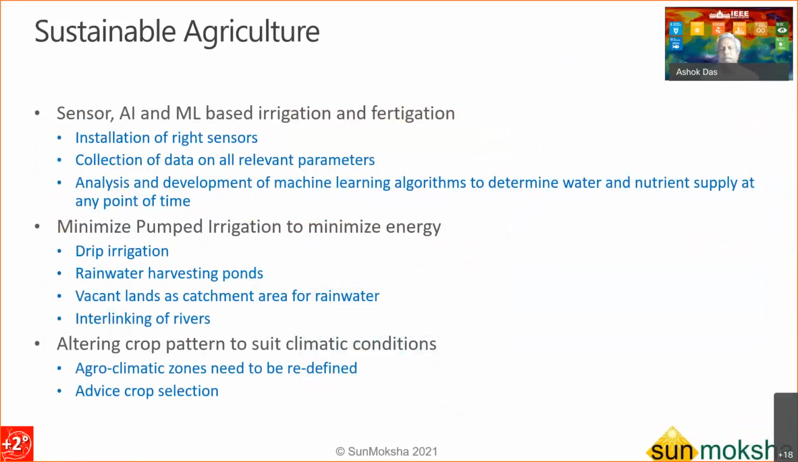Agriculture has been, as you saw, almost 17% of energy consumption. So anything we do in agriculture will add a lot of value. So using sensors, AI, ML, irrigation, installation of sensors, minimizing pumped irrigation to minimize energy, use drip irrigation, rainwater harvesting. Many of these technologies are already being used and being pursued. More and more intelligent agriculture is coming into place.